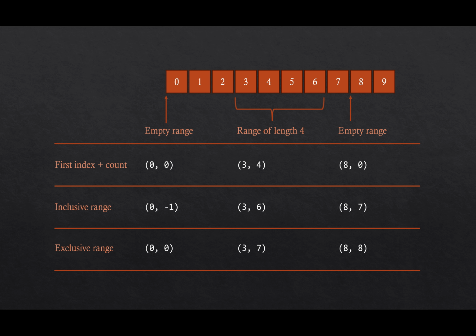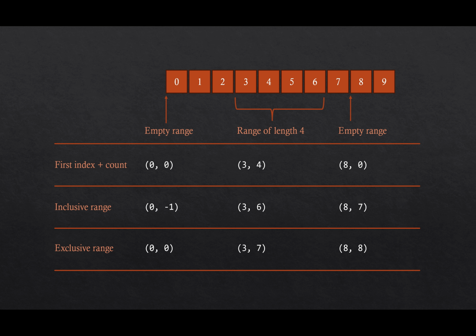The range of length 4 includes items 3, 4, 5, and 6. So for an inclusive range, we just say 3 and 6. 3 is the index of the first item, 6 is the index of the last item. And then we have another empty range starting at 8. And again, the last index has to be less than the first index, or 1 less than the first index, in order to represent an empty range.